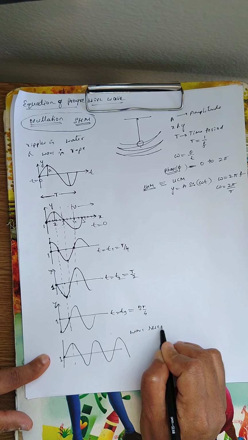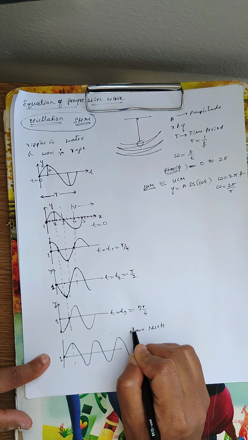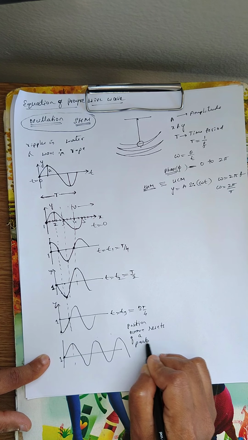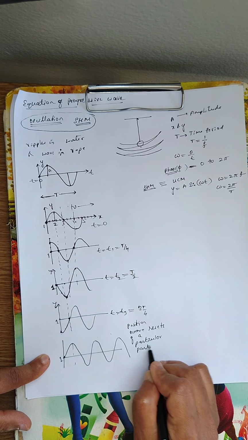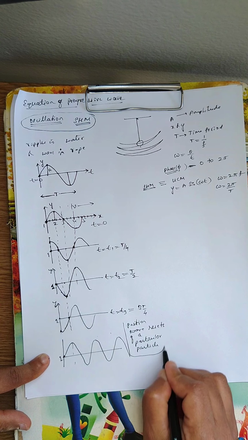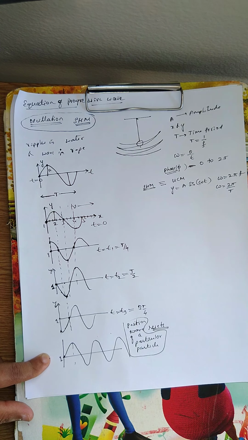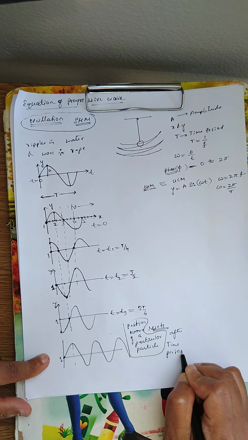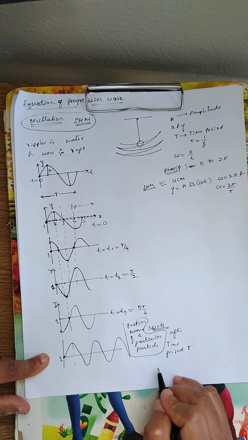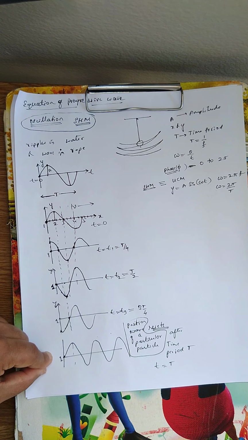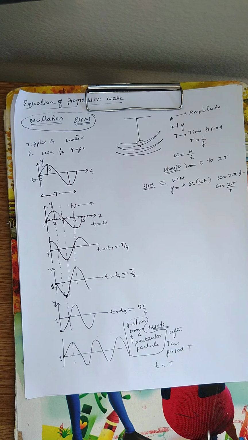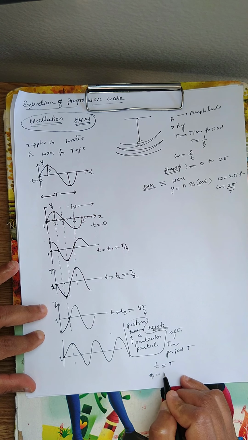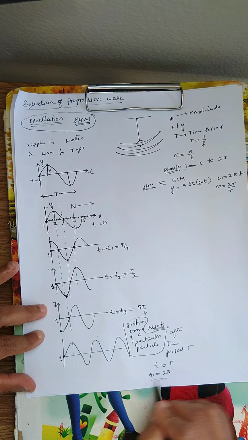Not the wave, but the position of a particular particle resets after the time period, capital T. So the time taken is capital T. In this course, the phase angle it has completed is 2 pi.